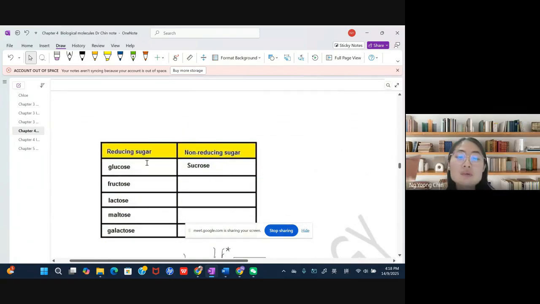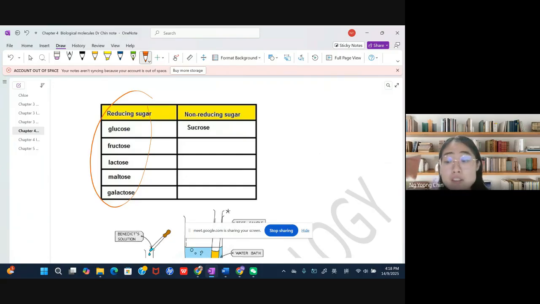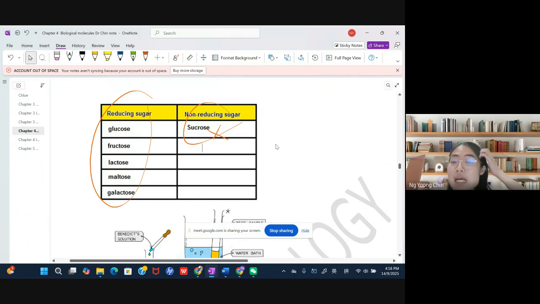Reducing sugars include glucose, fructose, lactose, maltose. All those sugars are able to change the Benedict's solution from blue color to brick red precipitate. Only sucrose is not a reducing sugar. If you add sucrose together with the Benedict's solution, what will happen? Will the Benedict's solution change its color?